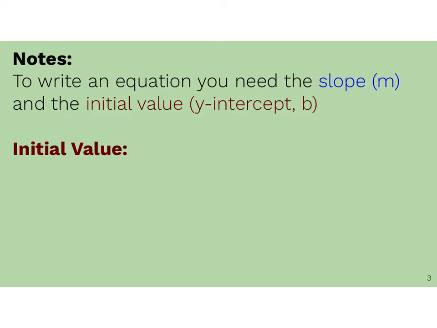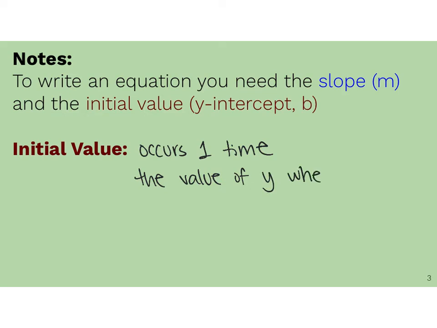And so when you're thinking about what is the initial value, it is something that only happens once. So it occurs one time. It's also the value of y when x equals 0. It's a starting point. So there's lots of different ways to think about the y-intercept or the initial value.